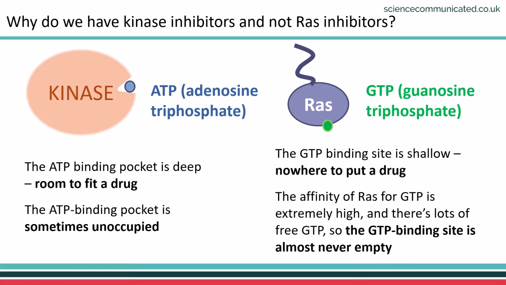With the RAS proteins, the situation is different. There's no useful groove or pocket in which a drug can fit, and also RAS has such high affinity for GTP that it's almost impossible to design a drug that could get in the way and occupy that binding site instead. The binding site for GTP is almost never empty.